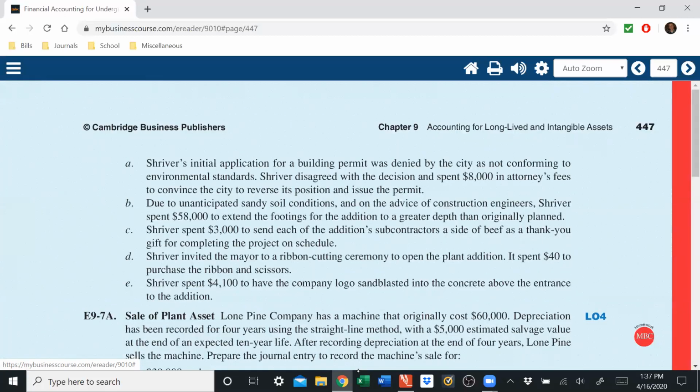When we wanted to build this addition to the plant, we had to obtain a building permit from the local city government. We were denied, so we hired an attorney and paid them $8,000 to help us get this permit. This $8,000 should be treated as an asset. It should be treated as part of the addition on the building, not as an expense, because this cost satisfies one of those three things.